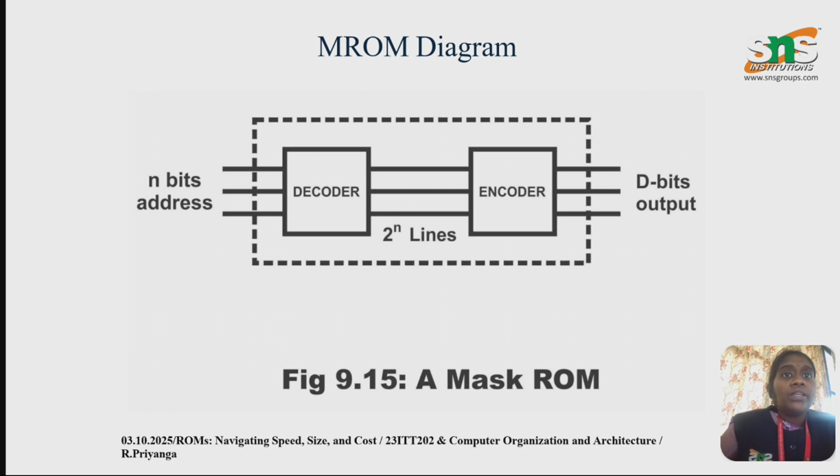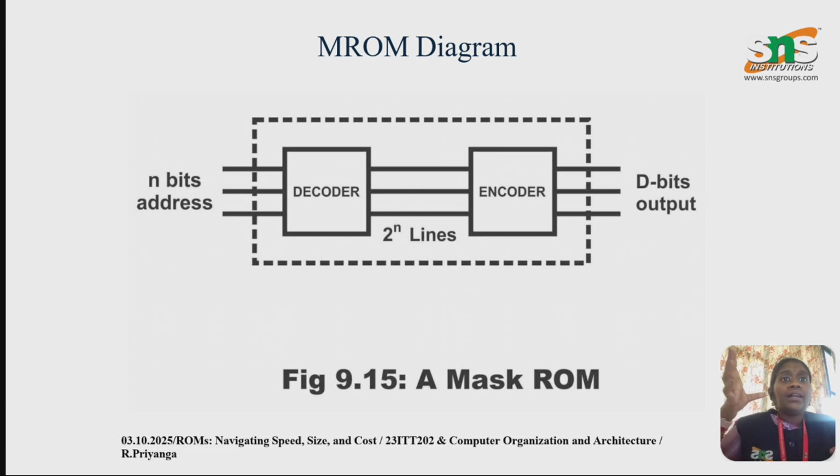The n-bit address input is the input given to the ROM. If there are n address bits, the ROM can have 2^n memory locations. These address lines go into the decoder. The decoder converts the n-bit binary address into one of the 2^n output lines. Only one line becomes active at a time. Think of it as selecting one row in a table. If n is equal to 3, the address ranges from 000 to 111, that is 0 to 7, so 8 lines will be activated one at a time.